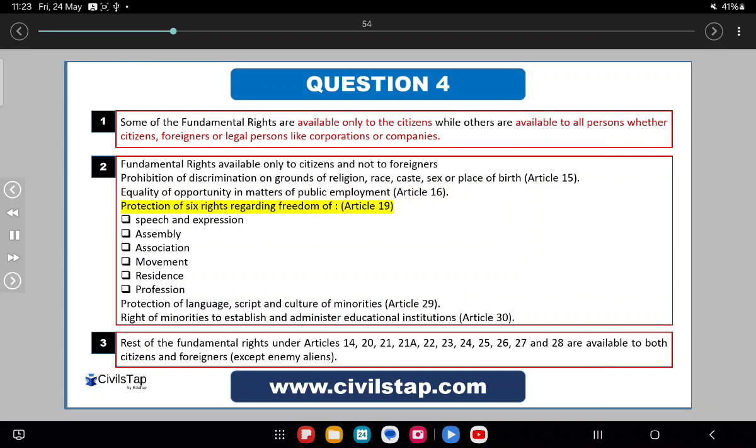Protection of 6 rights regarding freedom of, Article 19: speech and expression, assembly, association, movement, residence, profession. Protection of language, script and culture of minorities, Article 29. Right of minorities to establish and administer educational institutions, Article 30. 2. Rest of the fundamental rights under Articles 14, 20, 21, 21A, 22, 23, 24, 25, 26, 27 and 28 are available to both citizens and foreigners except enemy aliens.